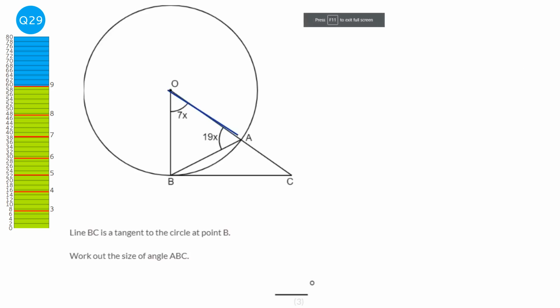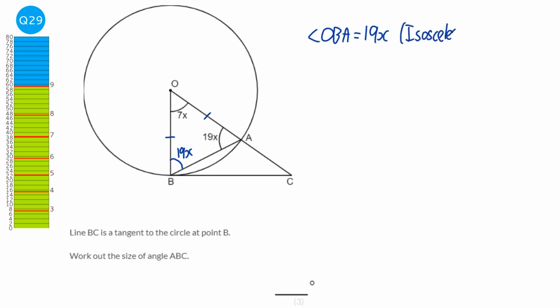The first thing to notice is we actually have 2 radii here. So we've got this radius here and this radius here, and all radii are always equal in length. So we have an isosceles triangle here. So this angle here is going to be 19x as well. And we've got to write that down. So we're going to say angle OBA is equal to 19x. And the reason is it's an isosceles triangle.